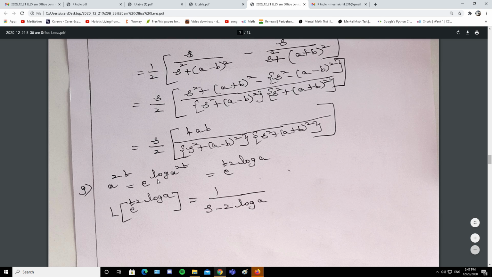Now next we have a power 2t. Whenever you have a constant term raised to the variable t, remember, write it as e power log of that term. I repeat, whenever you have a constant term raised to the variable t, express it as e power log a power 2t. So e power t times 2 log a. What is log m power n? n log m. So e power t times 2 log a.